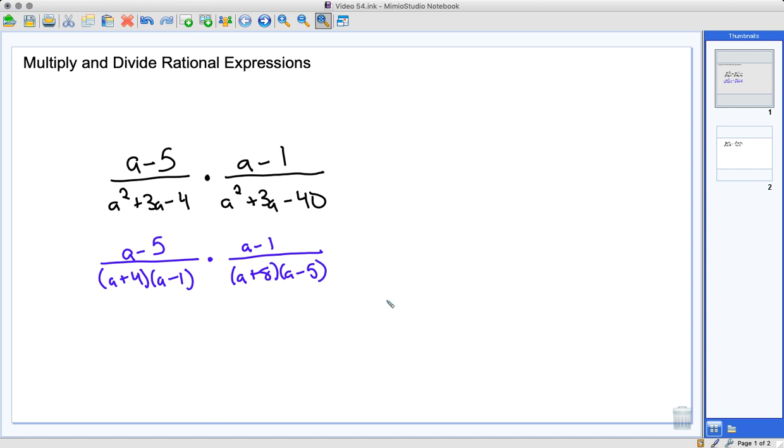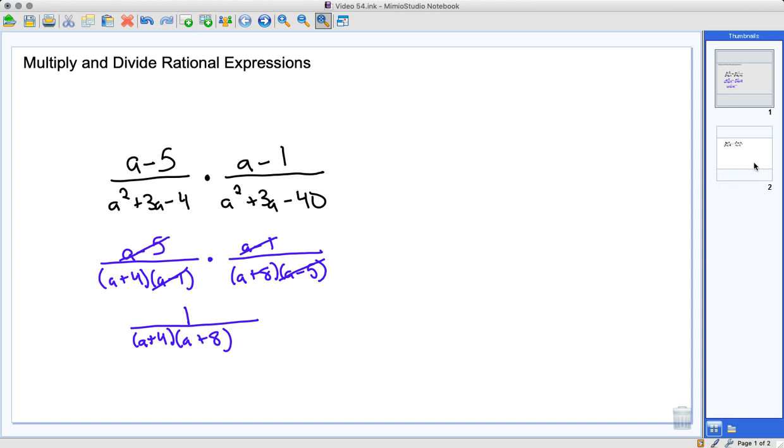Then cross out what they have in common. And guys, you can cross out top to bottom of the same fraction or top to the opposite bottom, like I'm going to do here. So a minus 5 and a minus 5, a minus 1 and a minus 1. The a plus 4 and the a plus 8 are still on the bottom of a fraction, so don't lose that part. Since everything in the top parts has been canceled, we just put a 1 up there.